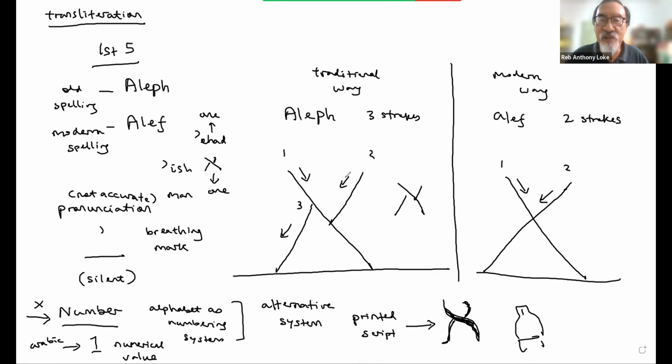So the first one is Aleph. It has no sound. It's a breathing mark. It's written in two ways: the old form or the modern form. The second letter is Beth. This is the old style, and this is the new. So this is the modern, and this is the old way of writing.